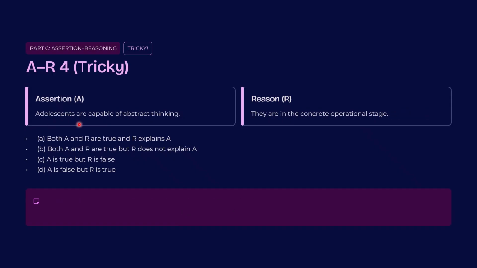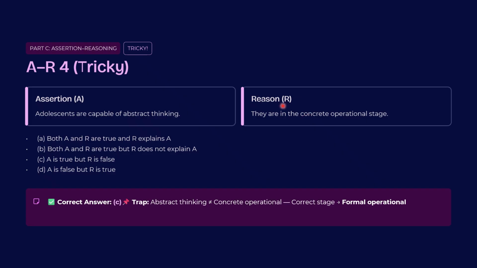Next question. Assertion: adolescents are capable of abstract thinking, and reason is they are in the concrete operational stage. So here the assertion says that adolescents can think abstractly. This statement is true. They can solve hypothetical problems, analyze situations, and think logically. Now the reason. The reason says that adolescence belongs to the concrete operational stage. This statement is false. According to Jean Piaget, adolescence belongs to the formal operational stage, not the concrete operational stage. Therefore, assertion is true and reason is false. So the correct option is option C, that is A is true but R is false.